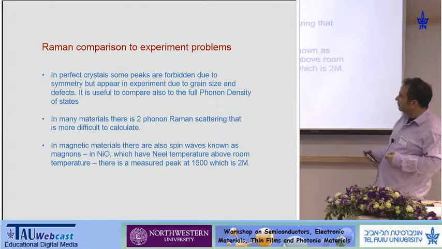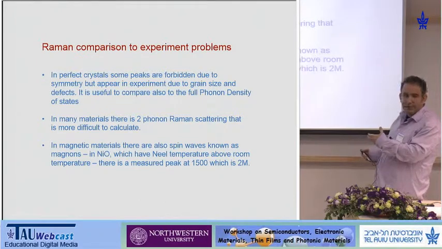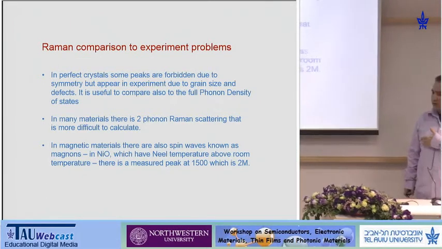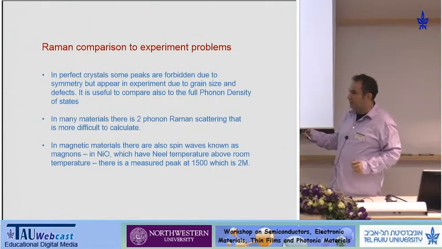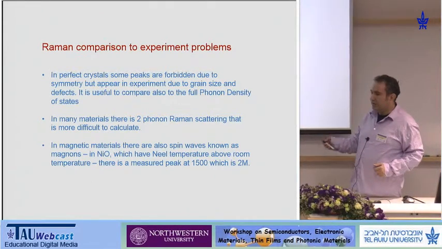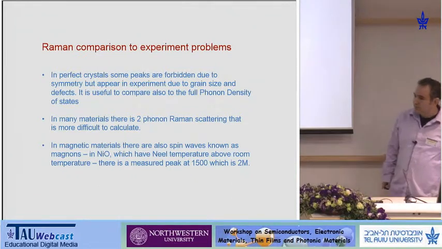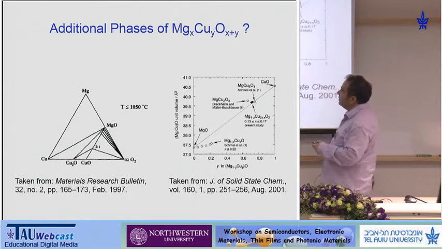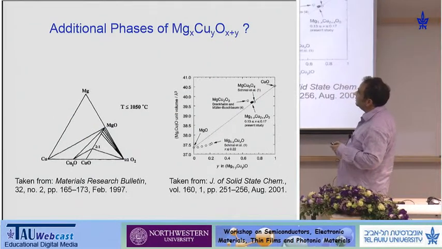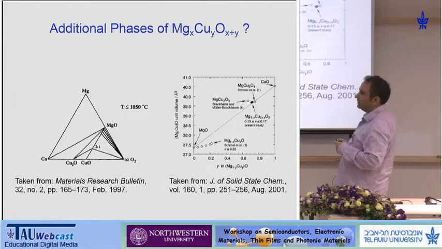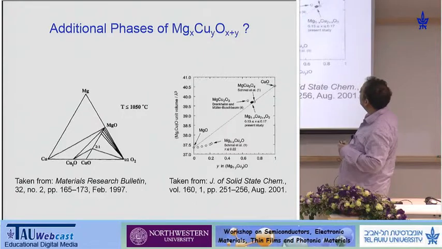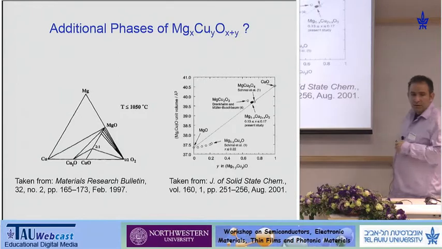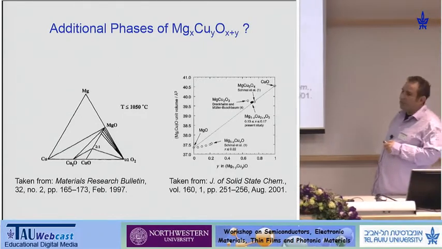And actually, the group of ARIA sees such a peak for nickel oxide, where this material has a Néel temperature that is above room temperature. So they have the spin arrangement at room temperature. So the next question we ask ourselves is whether there are additional phases of this material, and experiment tells us that there is such a phase with 3 coppers, but the ICSD does not have such entries.